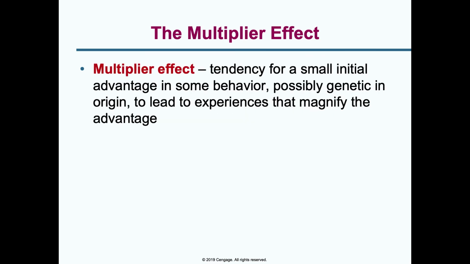And then something called the multiplier effect is really interesting. Think of, do you remember in math, 2 to the third power? You had 2 times 2 times 2. When you have that kind of multiplier effect, something gets bigger, okay? So what this is saying is that some people have a small little kind of advantage in some sort of behavior that could have come from a genetic link, and then it actually gets bigger, and gives them some experiences that make it better.